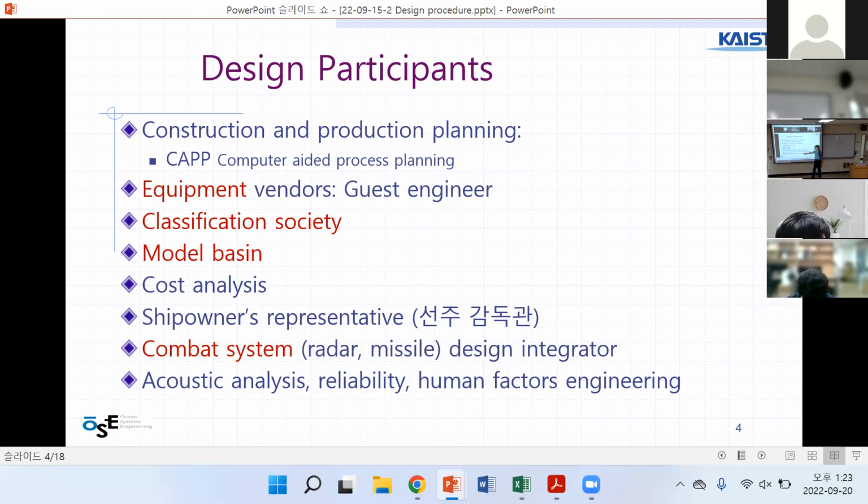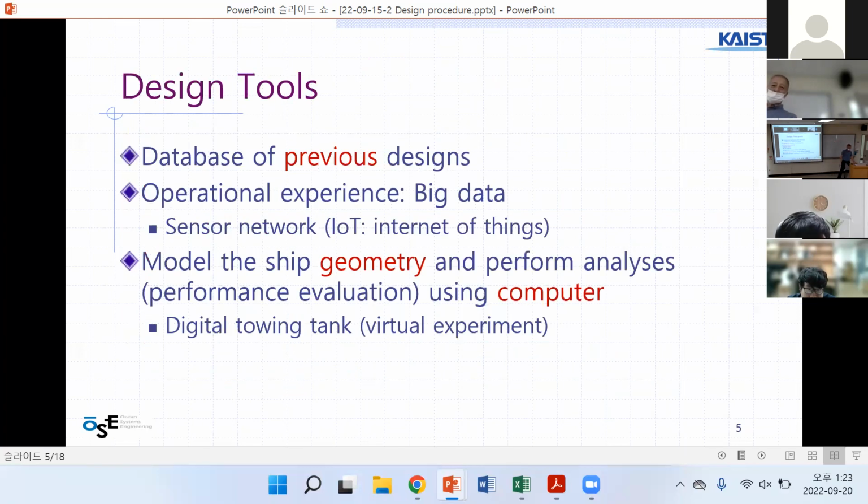Combat system for the battleship, acoustic analysis, reliability. Question? Design tool, software tool. So a database of previous designs is very important. Records. I have a big experience.